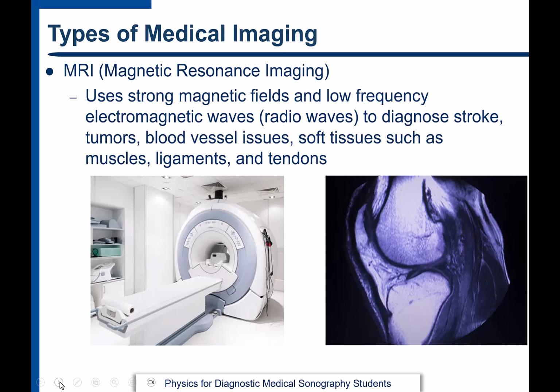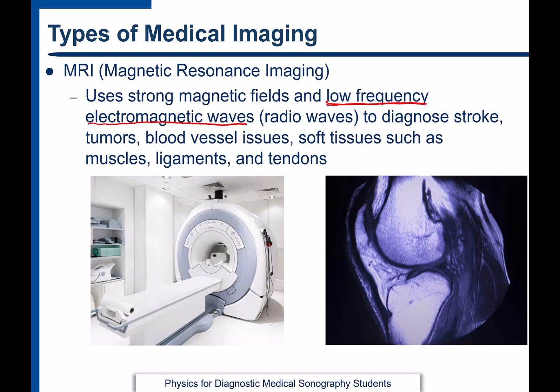Another common type of medical imaging is called magnetic resonance imaging, or MRIs. The first thing we want to notice here is that MRIs still use electromagnetic waves, but you'll notice that they're low frequency. Of course, we need to understand what we mean by high and low frequency, and we'll certainly cover those in this course. But low frequency electromagnetic waves are also known as radio waves. In other words, the same thing that brings radio stations or TV stations through the air.